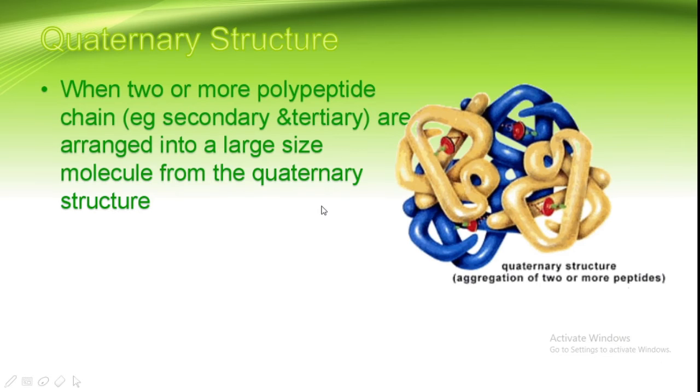Then the quaternary structure looks like this: the aggregation of two or more peptides. When two or more peptide chains, for example secondary and tertiary, are arranged into a large molecule, they form the quaternary structure. So this is called the quaternary structure of the proteins.